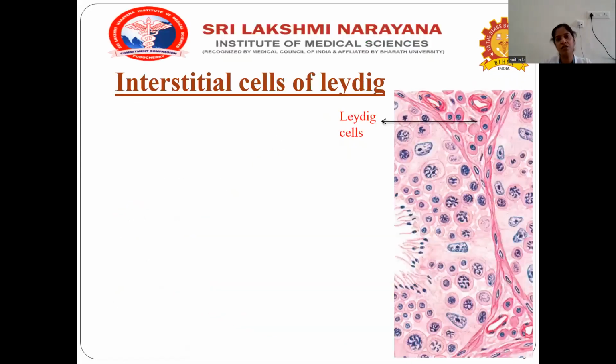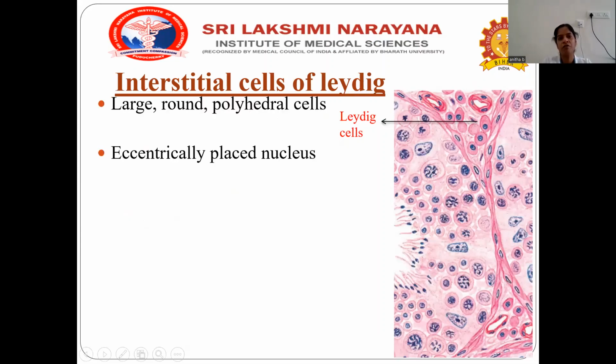So what have we discussed now? We discussed the seminiferous tubules, the spermatogenic cells, and the Sertoli cells. Apart from the seminiferous tubules, what is there within the testis? You can see the interstitial cells, also called interstitial cells of Leydig. This is the seminiferous tubule, and here you can see the interstitial cells. What are the features and functions of interstitial cells?